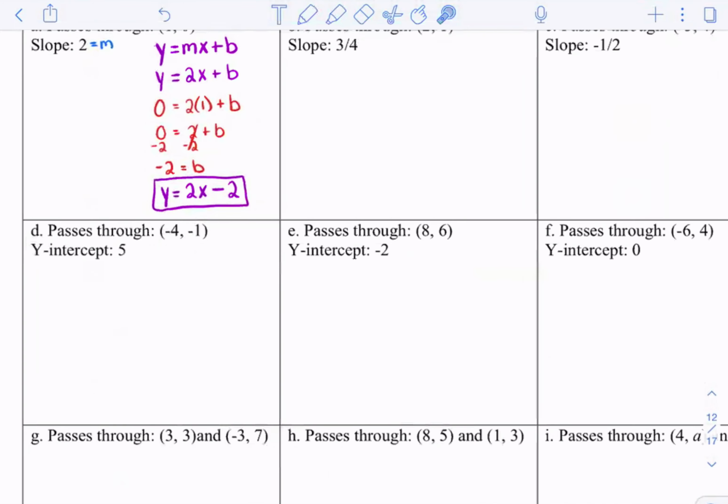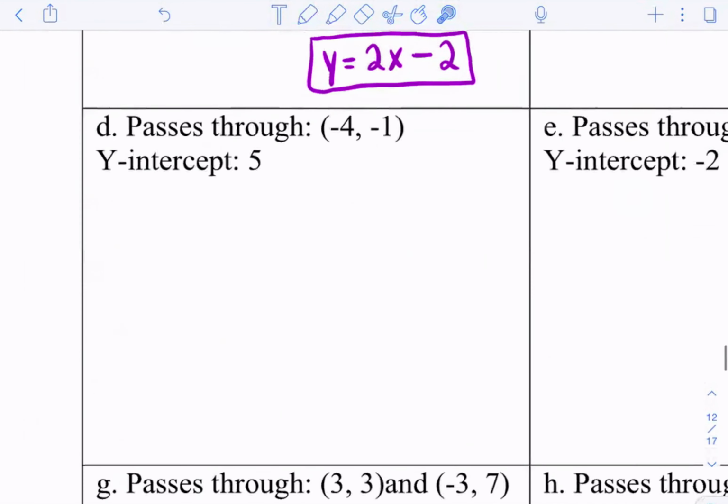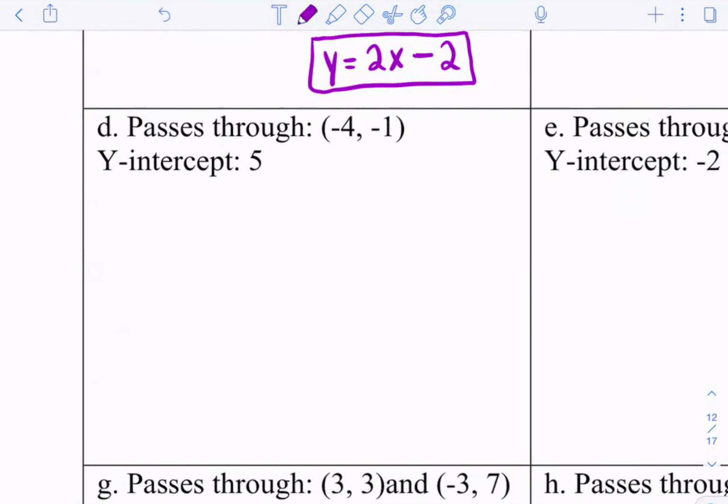All right, let's try it. D. This time they give us a point and the y-intercept. So the y-intercept is which letter of the equation? B. Wonderful. So when I write y equals mx plus b, I could write y equals mx, and this is a positive 5.